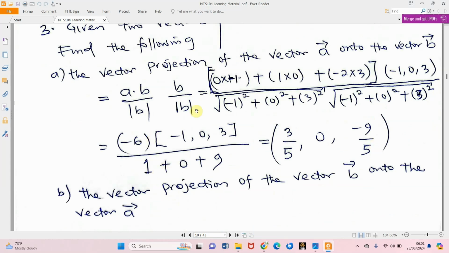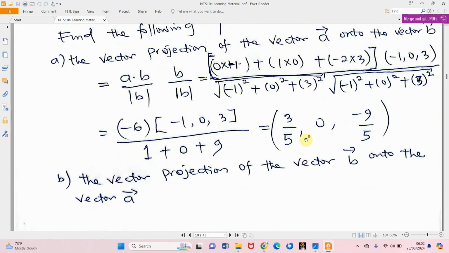So we do it like that. 0 times minus 1 will give us 0, 1 times 0 will give us 0, then minus 2 times 3 will give us minus 6. Then we have minus 1, 0, 3, divided by 1 plus 0 plus 9. So we do this together, then we obtain the vector, which is the projection of A on B.